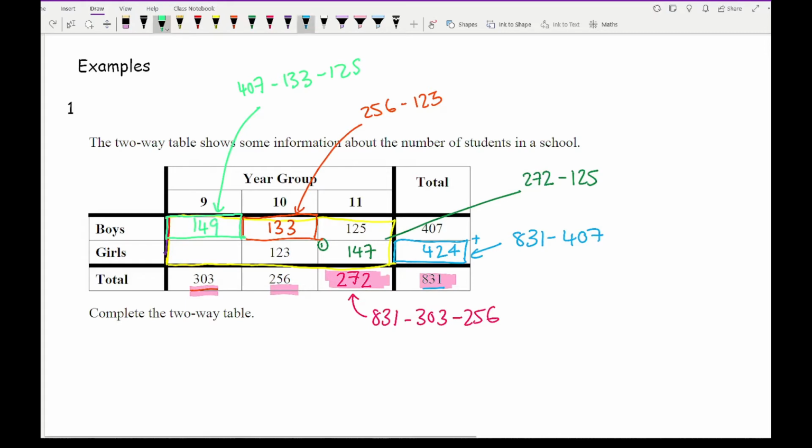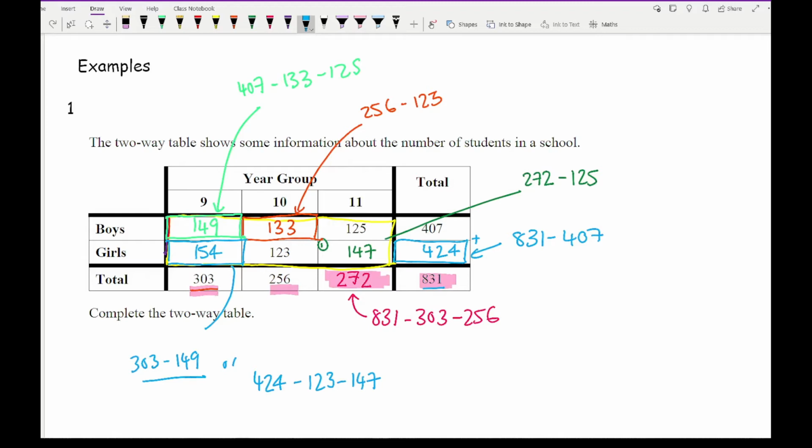Now there's a couple of ways in which I could work out what the number of year 9 girls are. Either I could do 303 minus 149, or what I could do is 424 minus 123 minus 147. Now it doesn't really matter which one you do, but they all should give you the same answer. So it should give you 154, which this calculation does, and I've chosen that one because it involves less numbers. And if I did 424 take away 123 take away 147, it gives me the exact same answer.